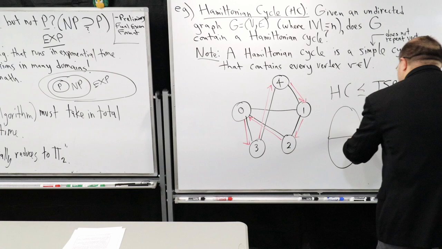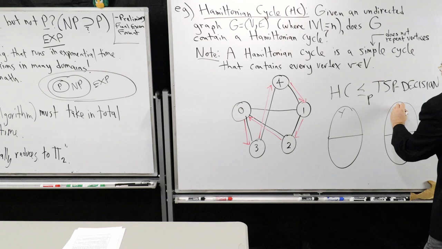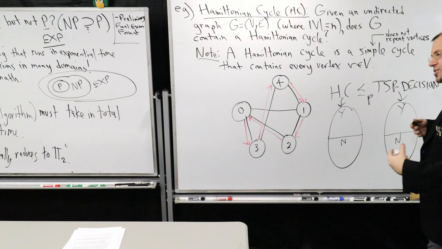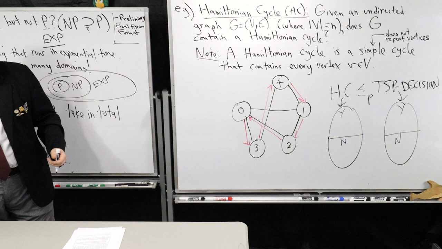This is a very important picture to help you do this. So if there's yes answers here and there's no answers, suppose I have Hamiltonian cycle here and I have TSP decision over here. So remember, when I have a description of a potential Hamiltonian cycle, it's going to give me a yes answer.